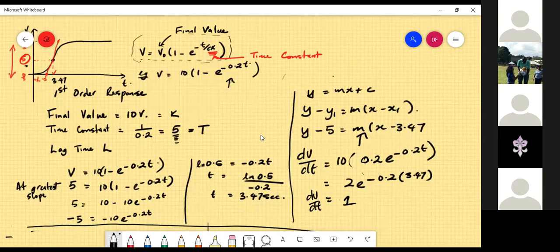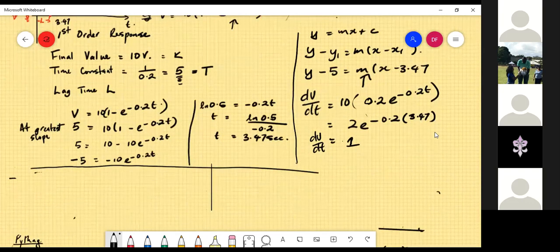All right. So the equation of the line is y minus 5 is equal to 1 times x minus 3.47. So now we want to find the lag time. It should have been a t. Let me put a t here. It's not x. The x-axis is the time axis, so it's a t, not an x.